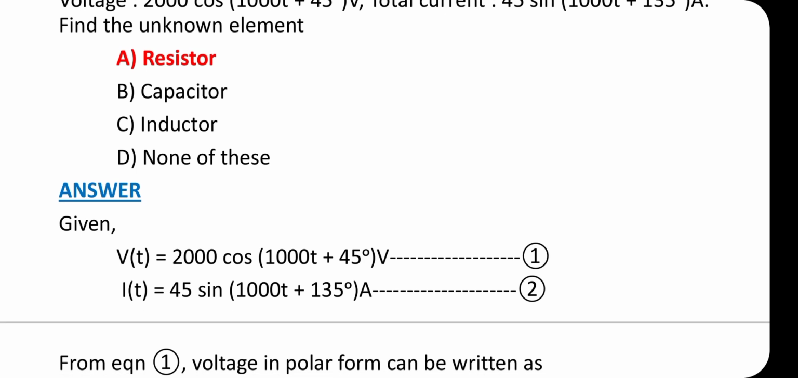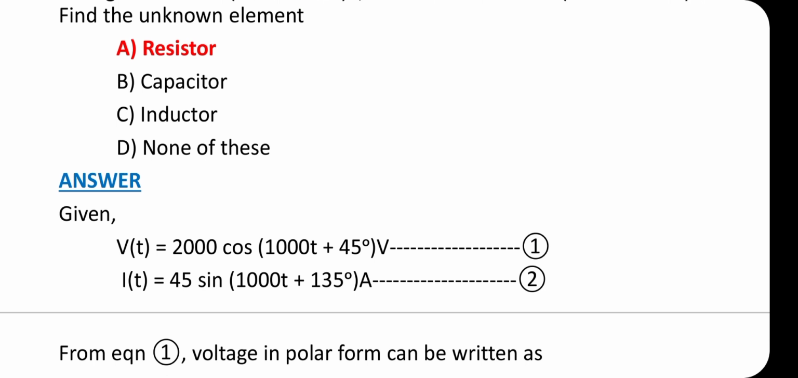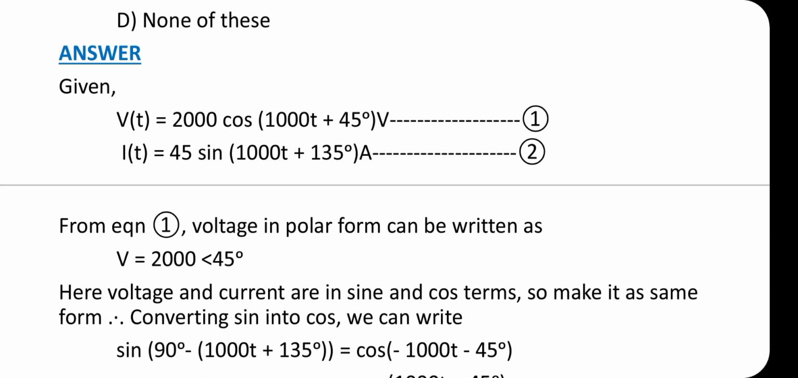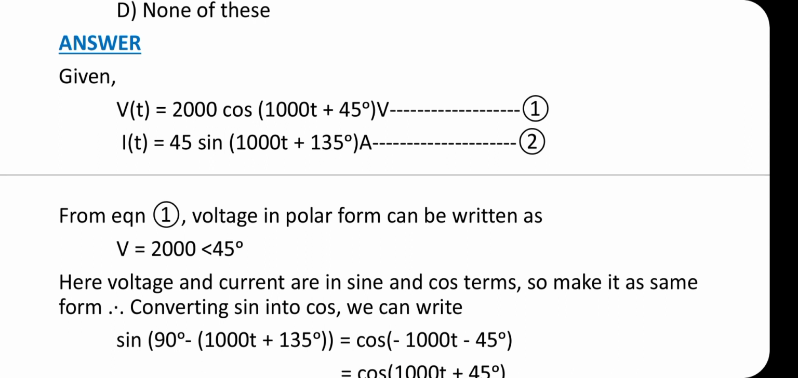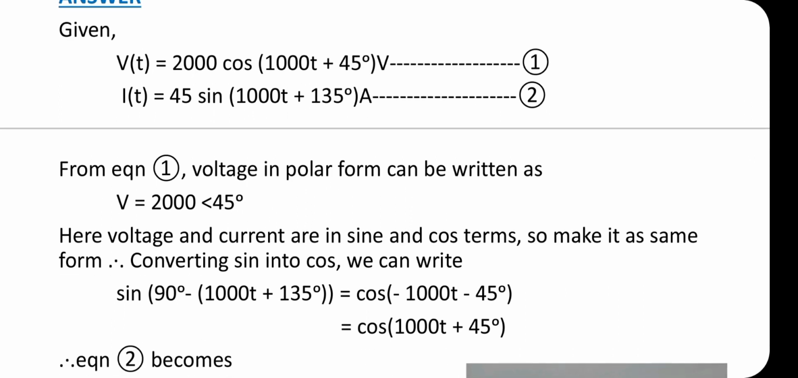We can convert sinusoidal phasor form to different forms. Rectangular form, that is x plus jy, polar form r angle theta, Euler form e raised to j theta. Vm cos(omega t + theta) in polar form can be written as Vm angle theta. According to given information from the circuit, given voltage is 2000 cos(1000t + 45 degree) volt. The current is 45 sin(1000t + 135 degree) ampere. From equation A, voltage in polar form can be written as V equal to 2000 angle 45 degree.